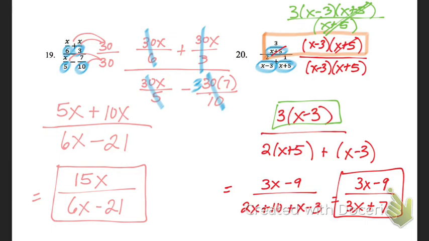And then the x minus 3s cancel, so I'm just left with 2x plus 5. And then on the second fraction, the x plus 5s cancel, so I'm just left with x minus 3. If you need to write it all out and then cancel, that is fine too. This is just kind of a shortcut way. Either way works. And then once you distribute the 2 and simplify, you're left with 3x minus 9 over 3x plus 7. Can the 3x's cancel? No. A puppy would die.